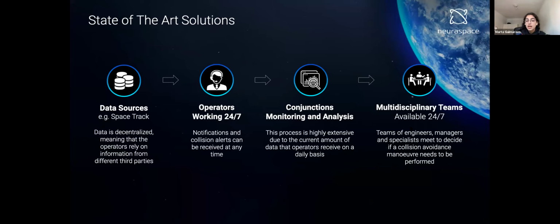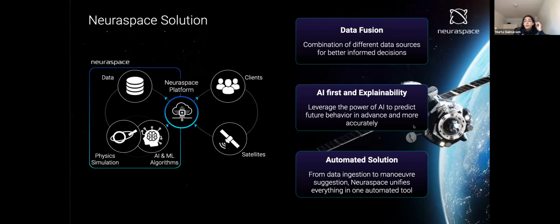And in the next slide, as you can see, Neurospace brings together some really important features to tackle all these problems that I just mentioned. We have data fusion, AI and explainability, and an automated solution. Data fusion is really important, and the goal here is to create a single and fault-tolerant data source to allow better informed decisions. AI, as already mentioned, is able to understand complex patterns in the data that for us as humans is almost impossible.